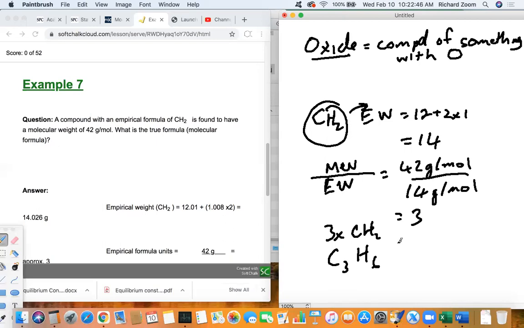The other way of doing it is to do it by trial and error and just say, well, CH2, that weighs 14. 14, that's not the molecular weight. Let's multiply it by 2, that's 28. That's not the molecular weight. Multiply it by 3, that's 42. Oh, that's the molecular weight. C3H6 comes out to be 36 plus 6, which is 42. So that's a good way to check to make sure that you have indeed gotten the true formula.